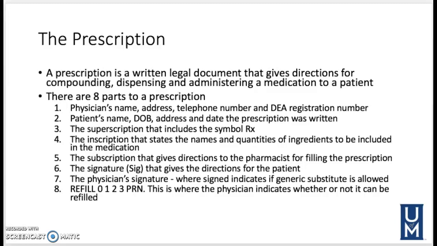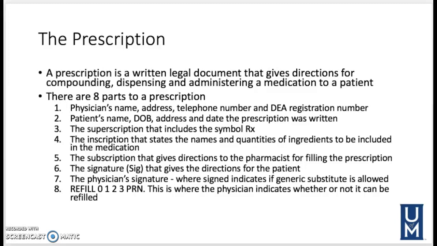Number 5. So we went from superscription to inscription, and now we're at the subscription. So number 5 is the subscription, and this gives directions to the pharmacist for filling the prescription. So it's going to tell them exactly how they want the recipe to be done. And that's for the pharmacist to use.